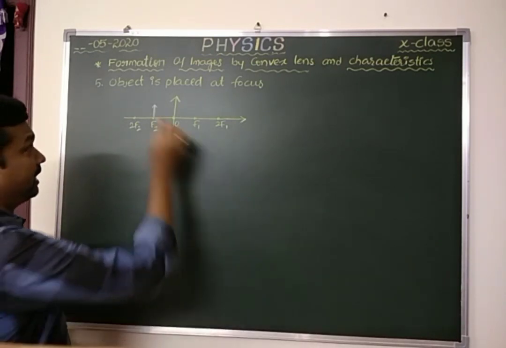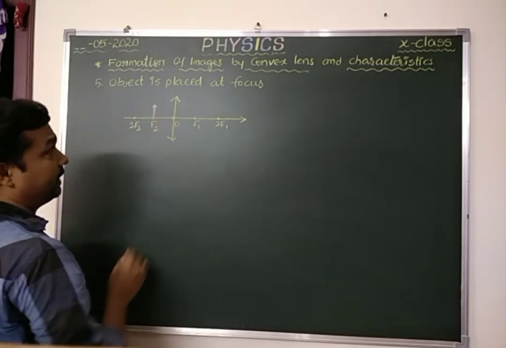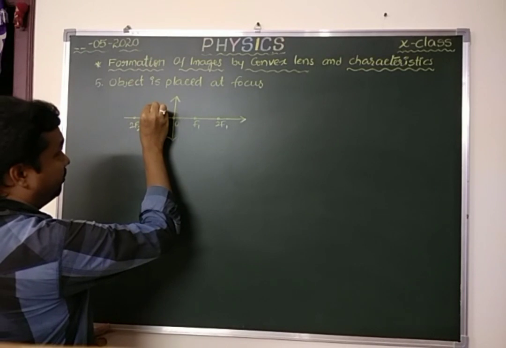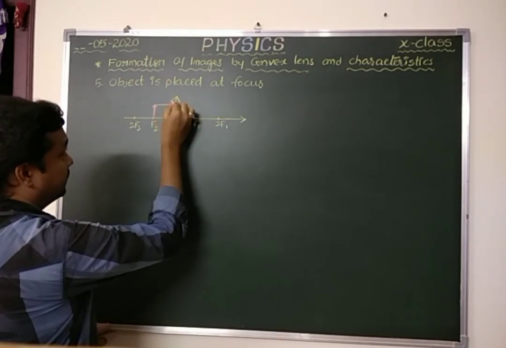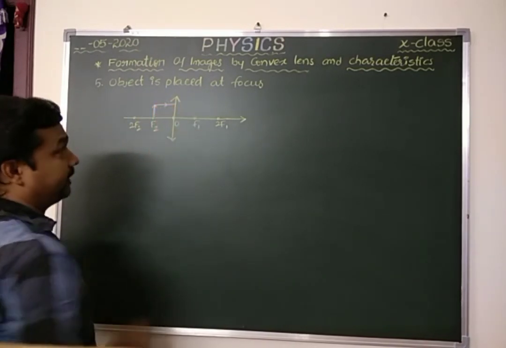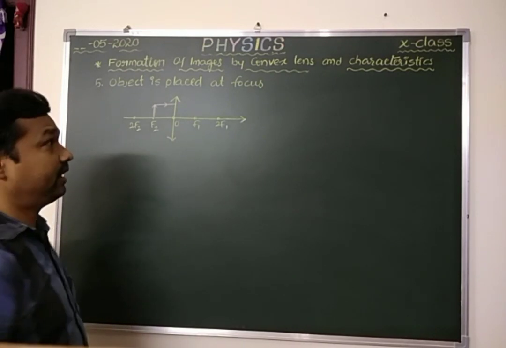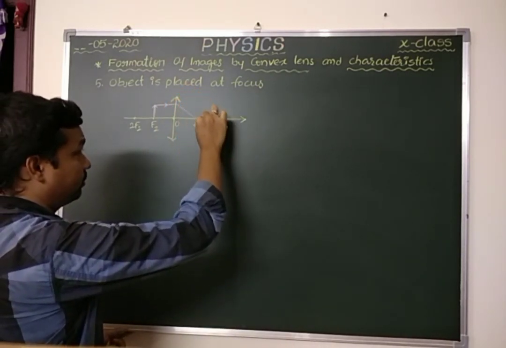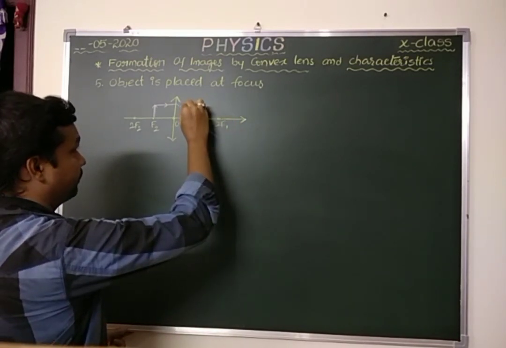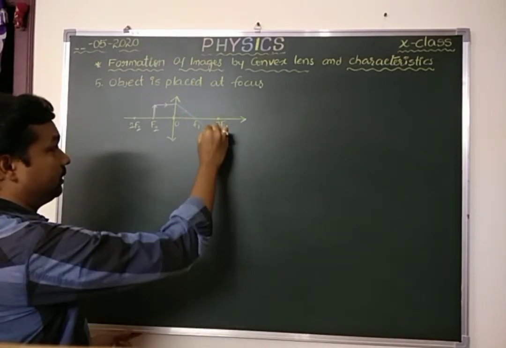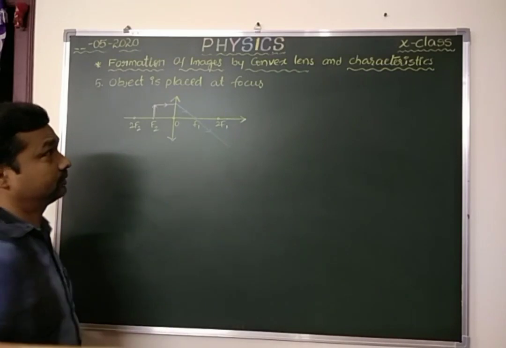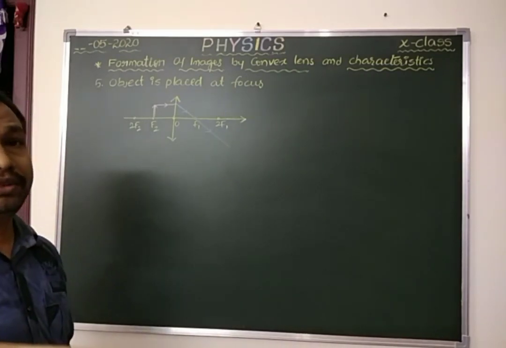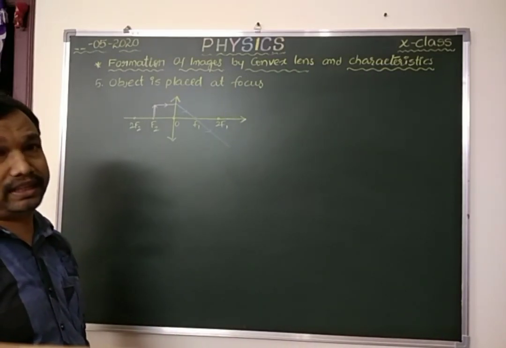From the candle flame I am taking two light rays. One is moving parallel to the principal axis, which is incident like this and gets refracted. The refracted light ray always passes through the focus. This is the refracted ray. One more light ray is passing through the optic center.